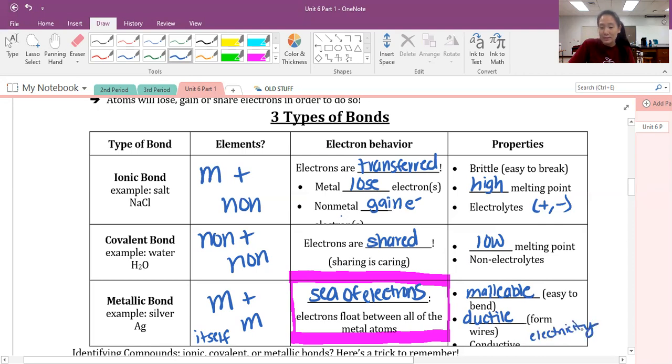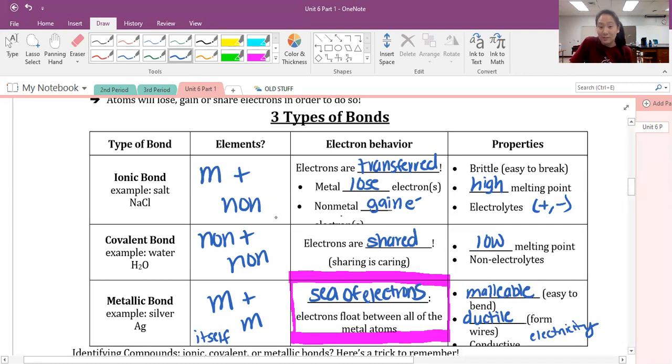The reason why this is the case is because electrons are constantly moving. They don't really stay in one spot. They have the ability to swim around the entire thing, which is why metals have a luster as well. They have a shine to them because when light hits them, since the electrons are moving around, they reflect that light back and it's very shiny. Okay.